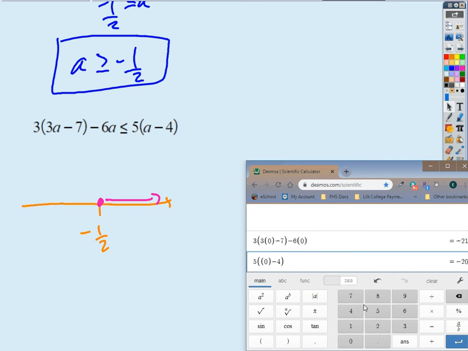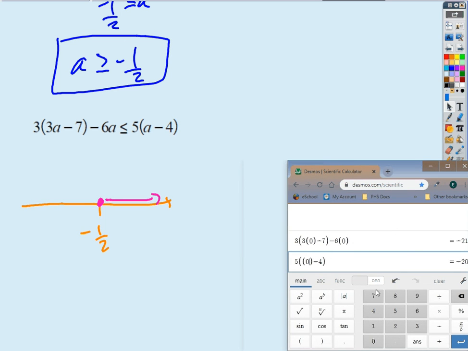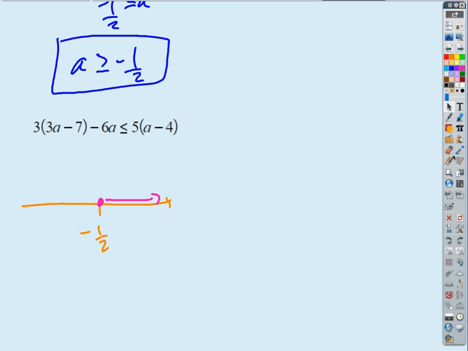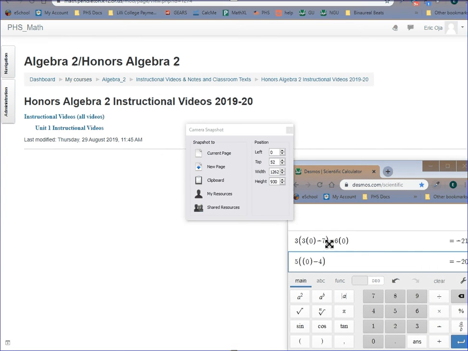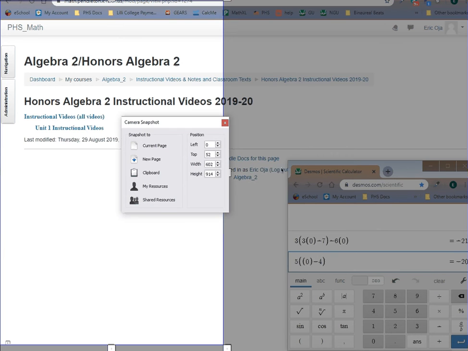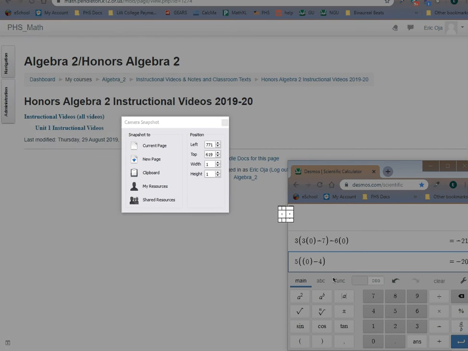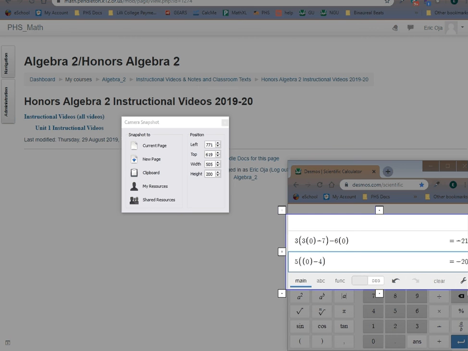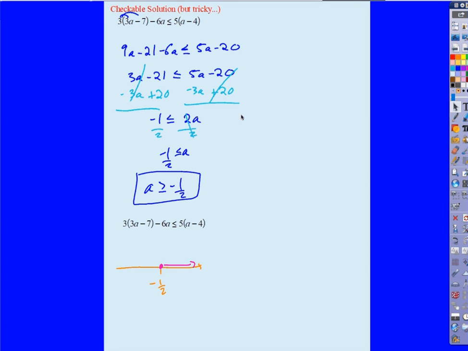Okay, did it work? We got different answers. Does that mean it's wrong? No, we expected that, correct? What we wanted to have happen was this is the left side of the equation, correct? In fact, let me take a picture of this. Right, so there's my picture that we're using to check.